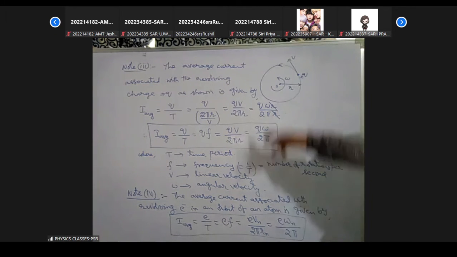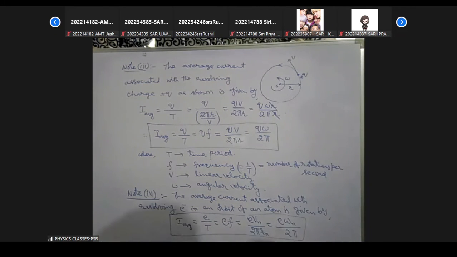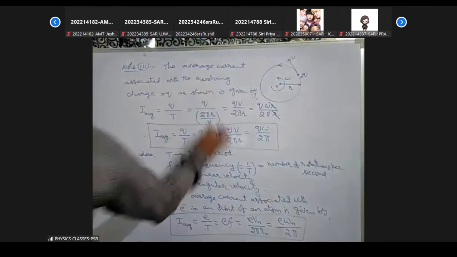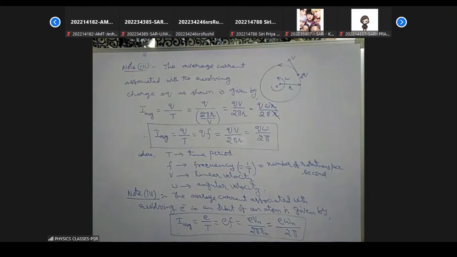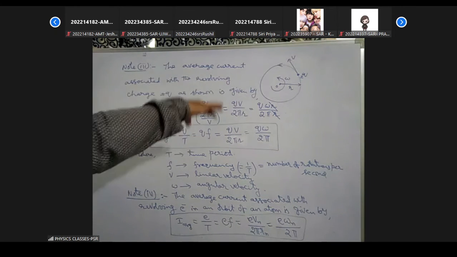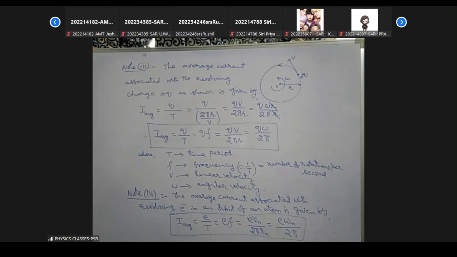Am I clear or any doubt here? No doubt, sir. This is about different forms of calculation of current from an objective point of view.